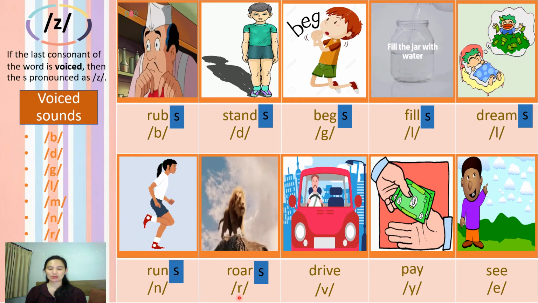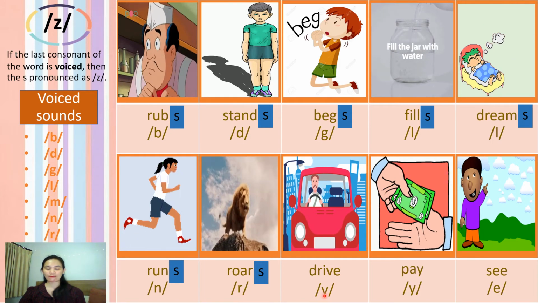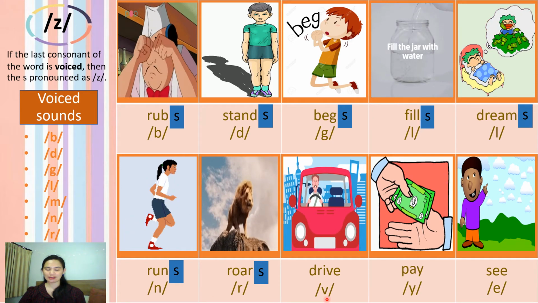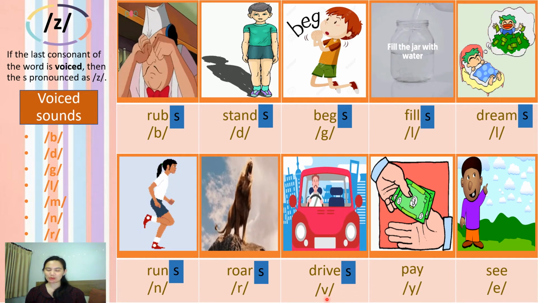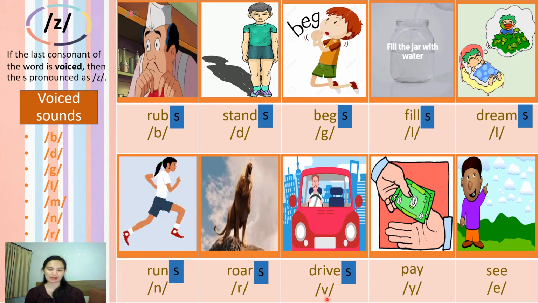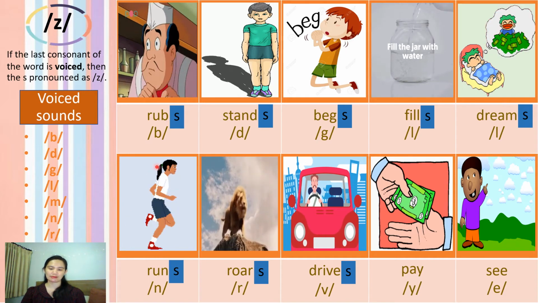Next word, the word is drive. The last sound is v. So here is the sound of v at the end. Let's make it into a simple present tense by adding s at the end. We're going to read the word as drives. The s now sounds like the sound of z.